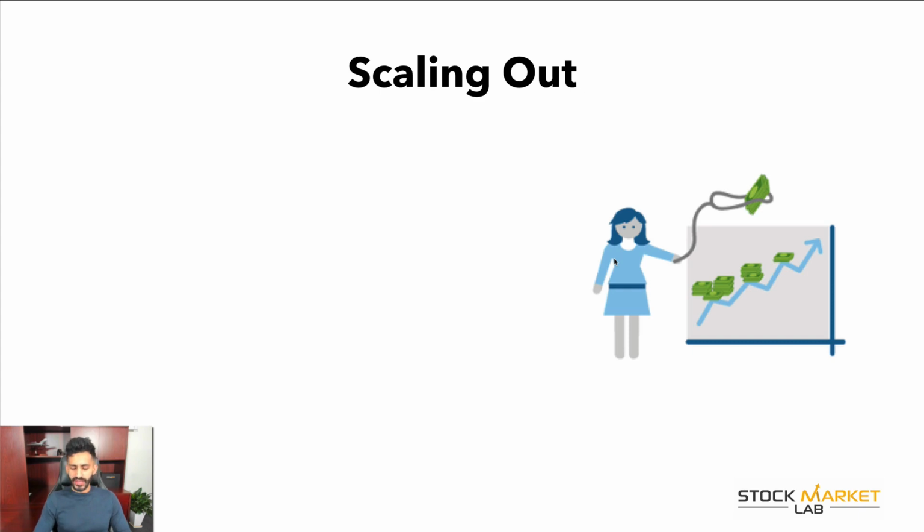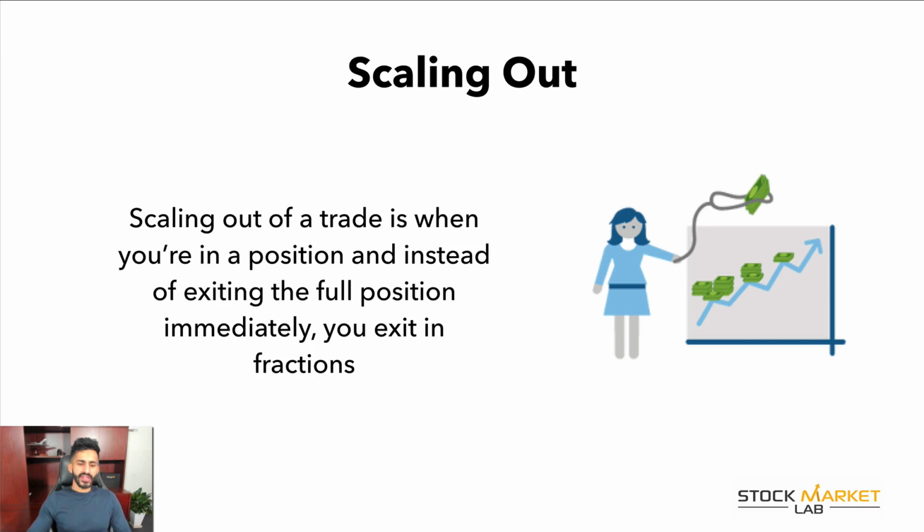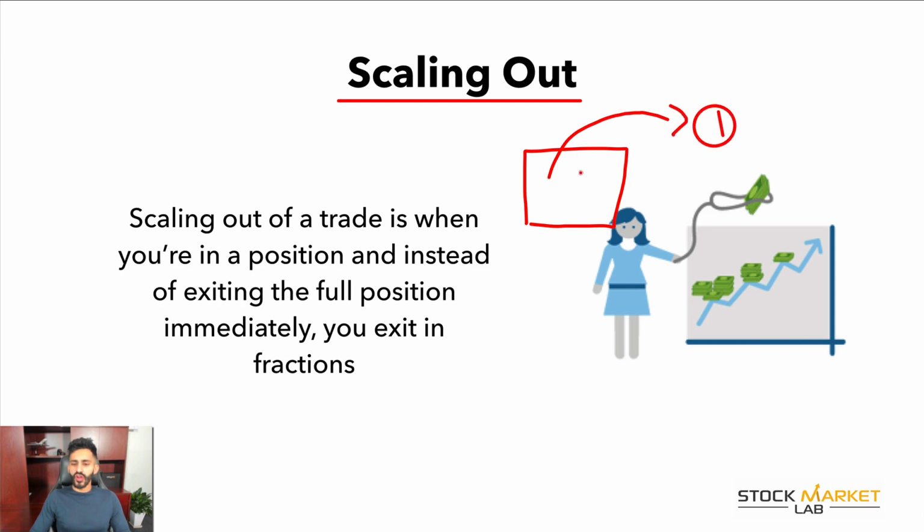Now, besides scaling in, we have something called scaling out. What is scaling out? Scaling out of a trade is when you're in a position and instead of exiting the full position immediately, you exit in fractions. The whole idea of scaling out is you already have built up a position, and now instead of selling everything in one shot, you start scaling out. You start taking some profit off the table. You start taking some risk off the table.